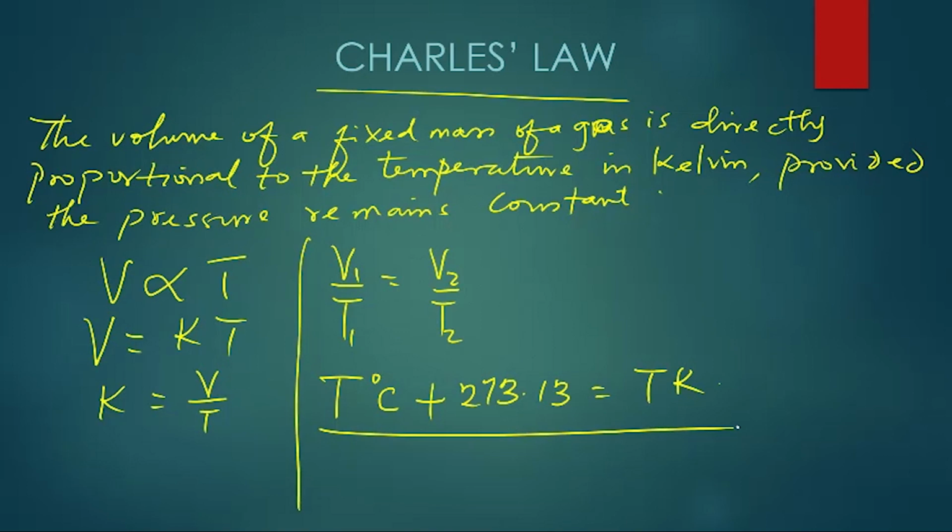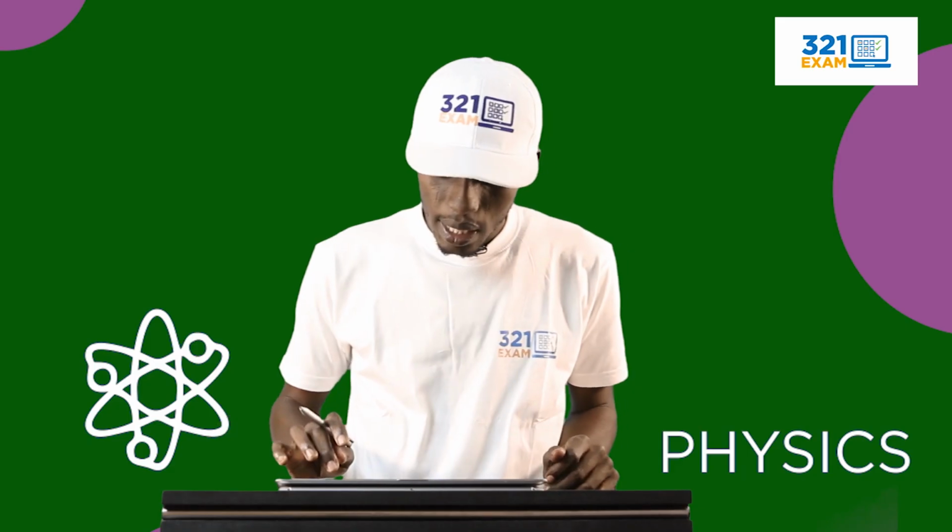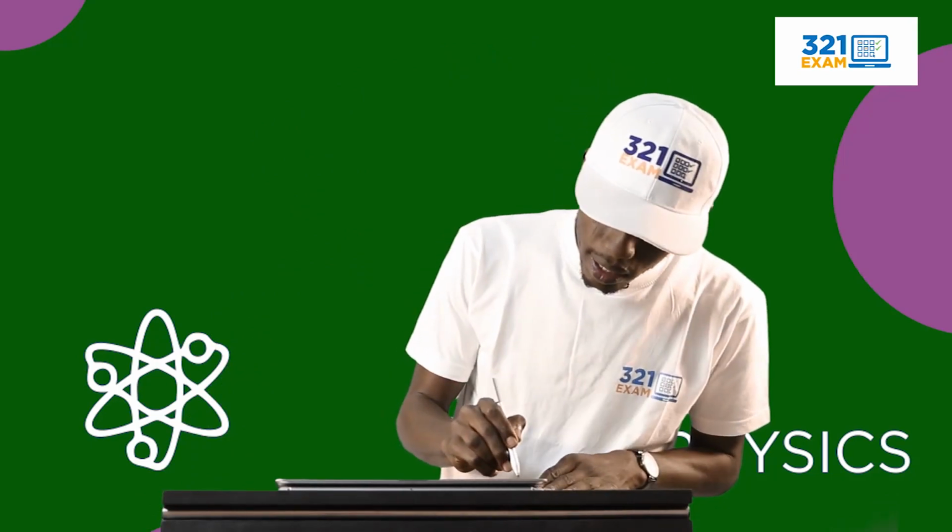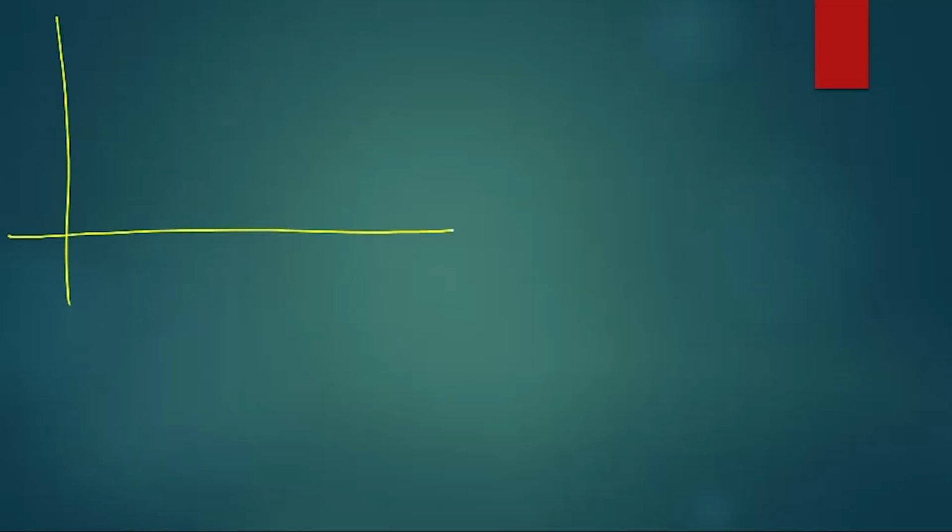So one thing you need to understand about Charles' law is V1 over T1 equals V2 over T2. And remember, your temperature must be in Kelvin. Now let's look at the graphical representation of Charles' law.